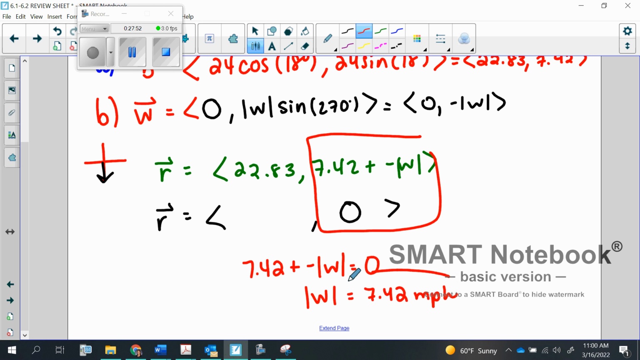Now, if you look on the key, it says negative. It's a magnitude, so it should be positive. You can just ignore that negative on there. That would just be the speed of the water. We could not do this problem if we didn't know that the boat was flowing due east or due north, and so on and so forth. We have to know that information.